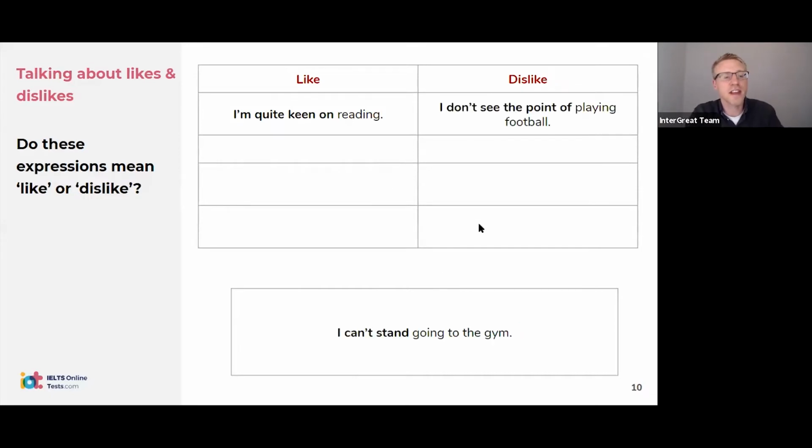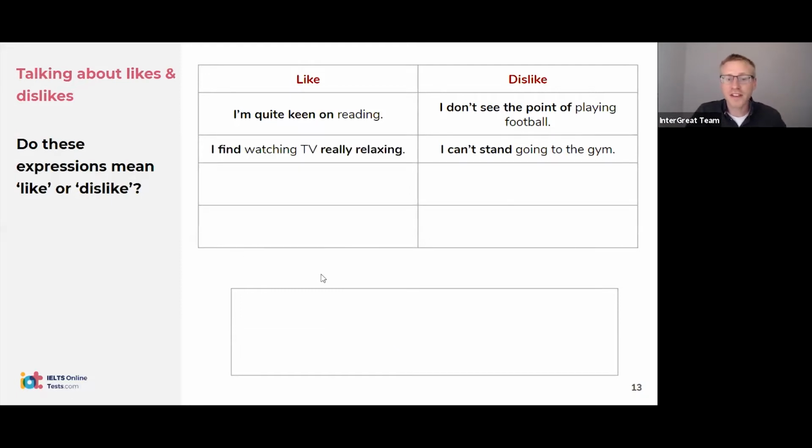I can't stand going to the gym. I just can't stand it. Yeah, strong dislike, exactly. If I say, I find watching TV really relaxing, obviously that is a like. And if I say, I'm not a big fan of action movies, I'm not a big fan, yeah, of course, that is dislike. Okay.